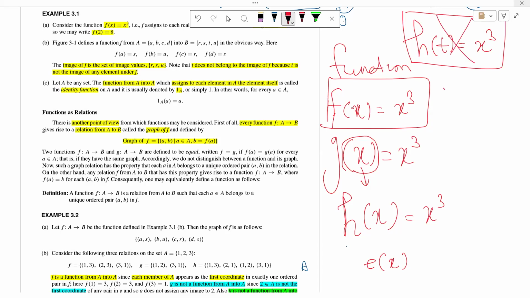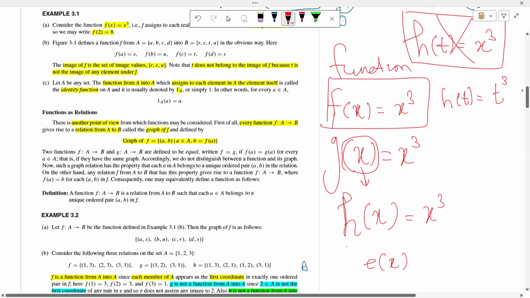If I write h of t, within the bracket I'm telling you t is my variable. So I need to change the function to t cube or something likewise. If I write pi of x, then x cube is okay. So I can use different letters to indicate the function. It's not mandatory to always use f.